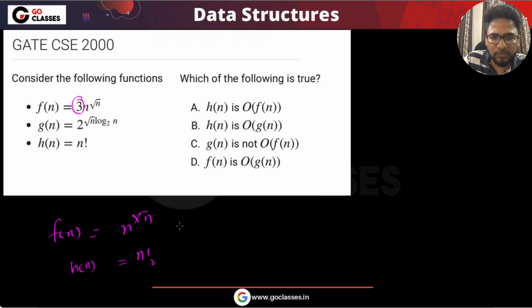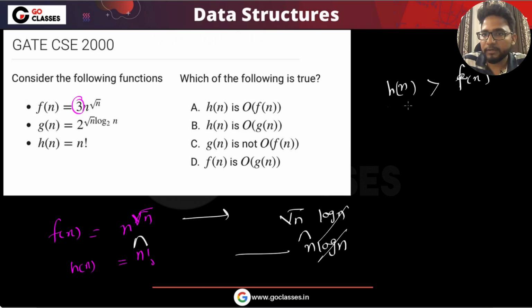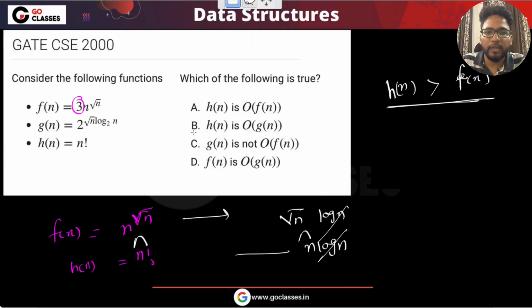I think we have done this question, but anyway, it is an easy question. Just take log: it will be square root of n times log n, and it is n log n, right? After log, you will say that yes, this is greater. So before log also, this has to be greater, which means hn is strictly greater than fn. So fn is equal to order of hn. Let me arrange all the functions in increasing or decreasing order, and then we will see the options.